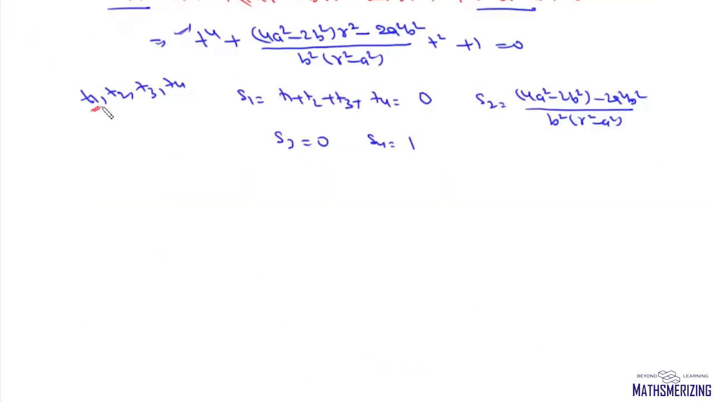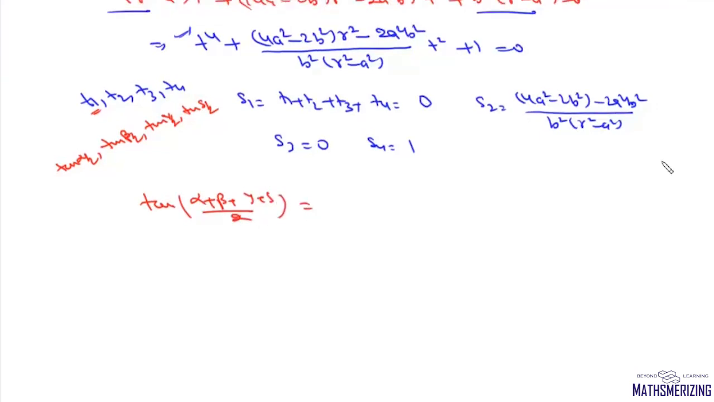Now we know that we have taken t as tan theta by 2. So that means these 4 roots will be, say, tan alpha by 2, tan beta by 2, tan gamma by 2 and tan delta by 2. Now I will write tan of (alpha plus beta plus gamma plus delta) divided by 2 will be (s1 minus s3) upon (1 minus s2 plus s4). Now what is s1? s1 is 0 and s3 is 0. So this value is actually equal to 0.